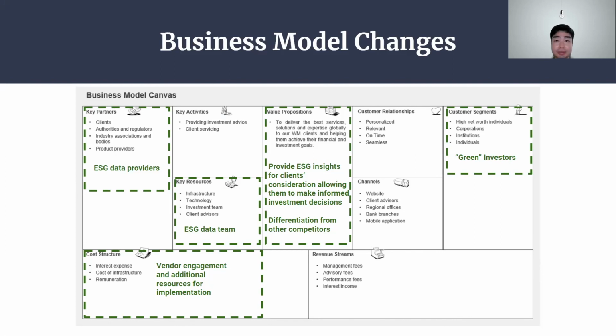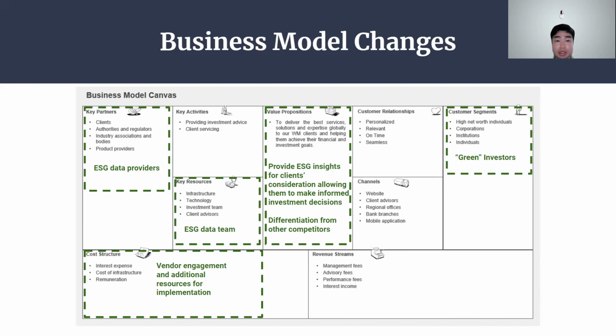For key resources, we would have the ESG data team. There are two aspects over here: the team that manages the data and the team that actually collects the data, either from third parties or the research team collecting internally. So this is crucial to our solution. For value proposition, we mentioned a small part earlier. One of the key highlights would be allowing clients to consider the ESG aspect of their investments, and this would differentiate us from competitors.